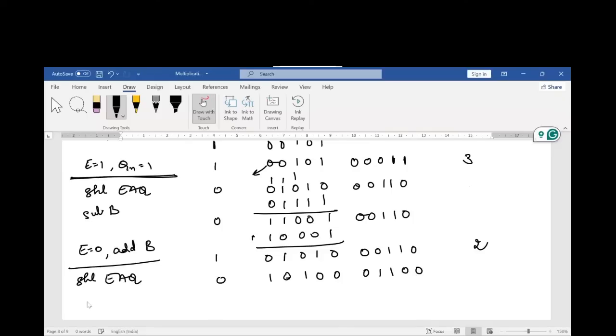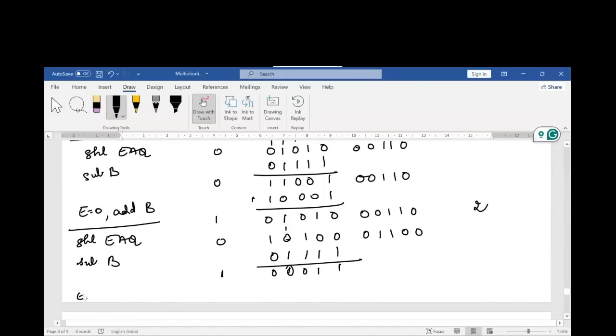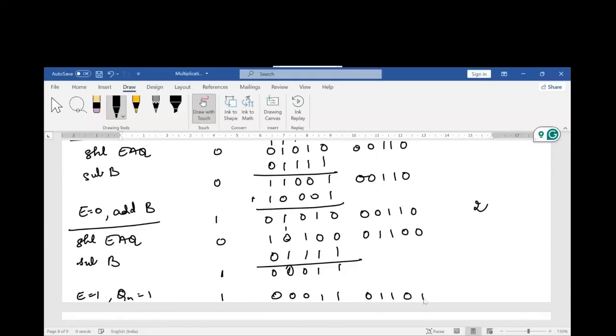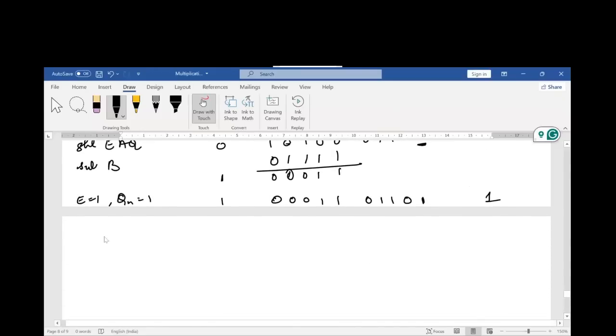Then subtract b. Subtract b is 0 1 2 3 4. 1 1 0, 0 0 and e is 1. So now after subtracting e is 1. So set Qn to 1. The remaining things would remain as it is. We set Qn to 1 and set the sequence counter to 1. Again repeat the same thing.